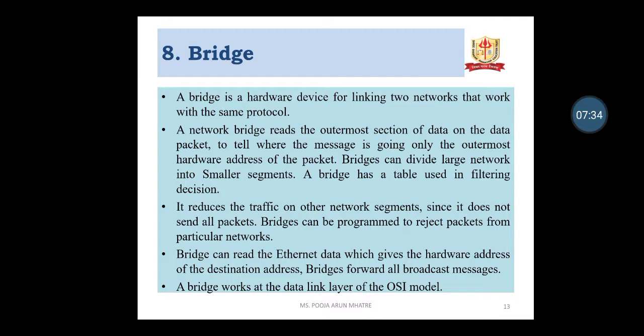A bridge has a table used in filtering decisions. It reduces the traffic of the other network segments since it does not send all packets. Bridges can be programmed to reject packets from a particular network. A bridge can read the Ethernet data, which gives the hardware address of the destination. So bridges forward all the broadcast messages.